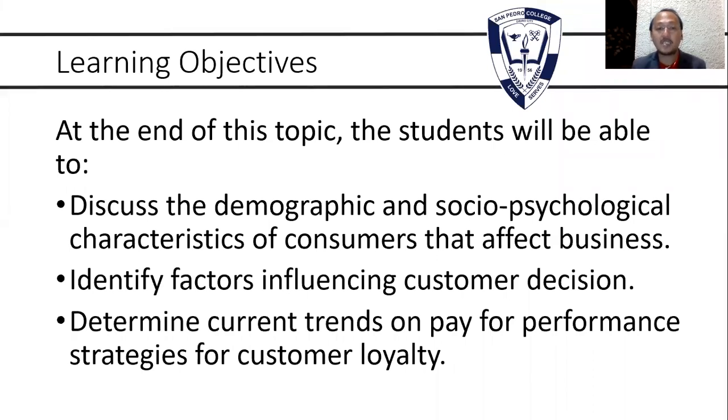At the end of this topic, the students will be able to, number one, discuss the demographic and social psychological characteristics of consumers that affect the business. Number two, to identify factors influencing customer decision. Number three, to determine current trends on pay for performance strategies for customer loyalty.